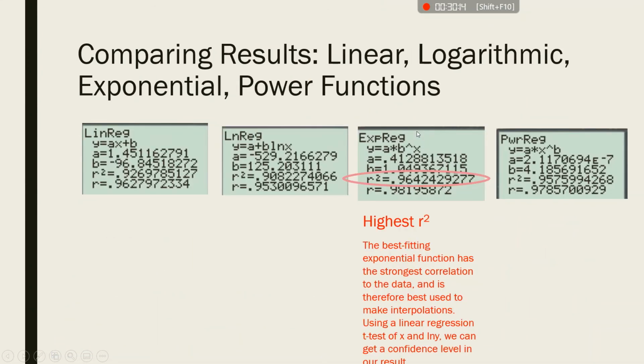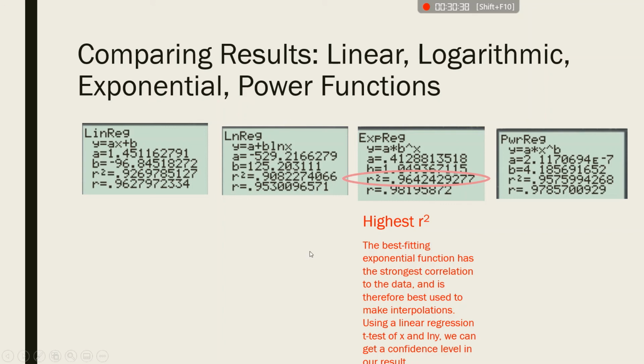Okay, if I compare it with everything we've done so far, here's my original best fitting line. It had a strength of 0.92. My logarithmic had a 0.908 strength. My power function had a 0.957 strength. So my highest strength, my strongest relationship to the data, was our exponential function.